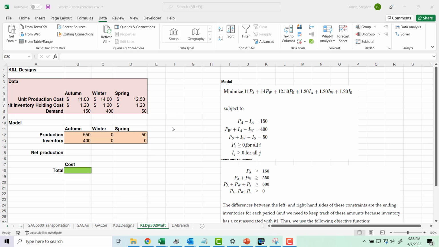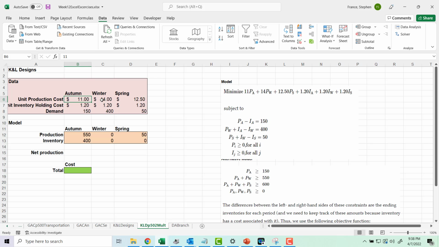Okay, so this is basically the first kind of multi-period model that we're dealing with. And the idea is that what happens in one period affects the next period. So we have three different periods, autumn, winter, and spring.